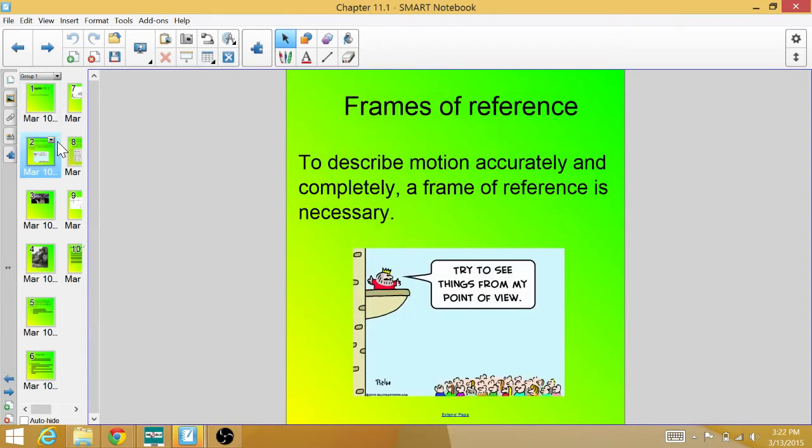So before we can start talking about motion, we need to set up something called a frame of reference. To describe motion accurately and completely, a frame of reference is necessary. Basically, you want to make sure everyone knows what your point of view is when you are making an observation about motion, because not all points of view will make the same observations.